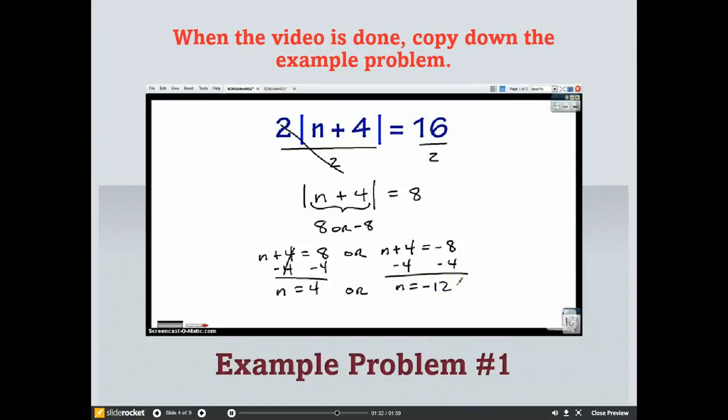And we go back and we check it, they both should work. So let's try n equals 4. 4 plus 4 is 8. The absolute value of 8 is still 8, times 2 is 16. So that one checks out. Take negative 12. Negative 12 plus 4 is negative 8. The absolute value of negative 8 is 8. 8 times 2 is 16. Both answers work, and we've solved this equation.